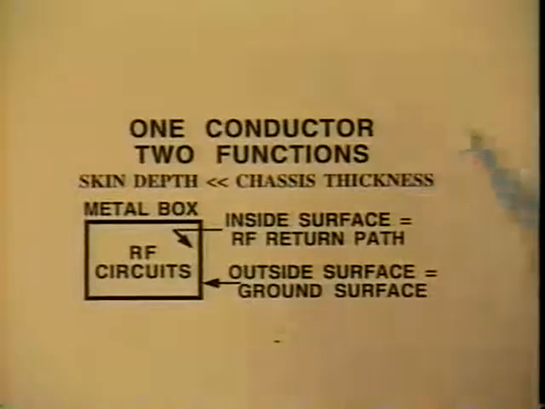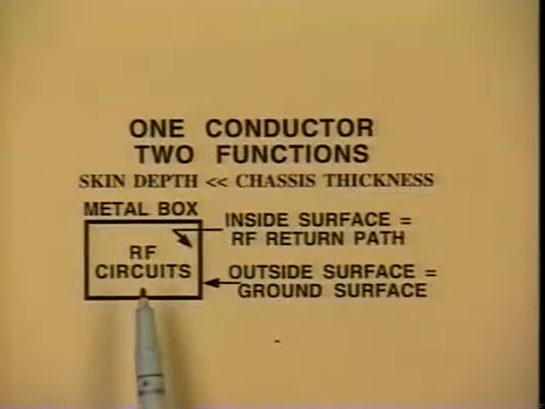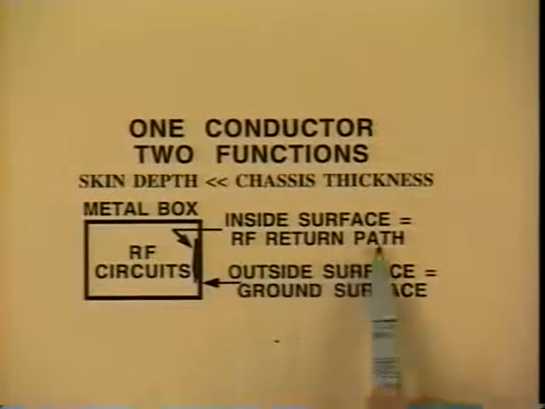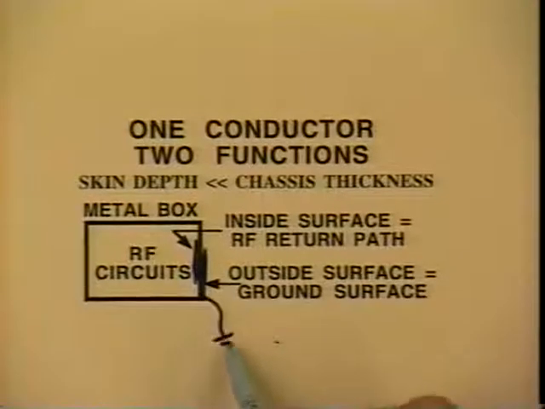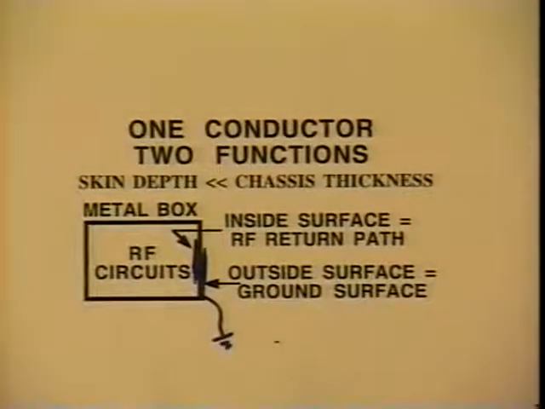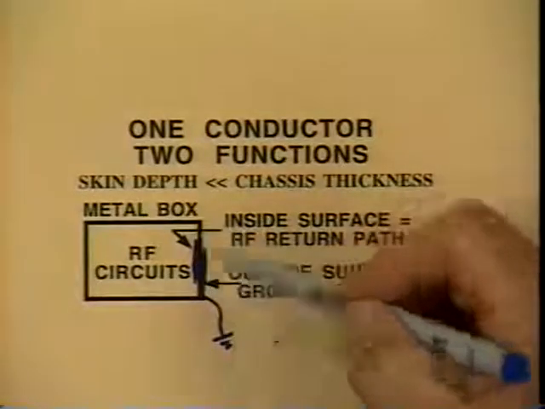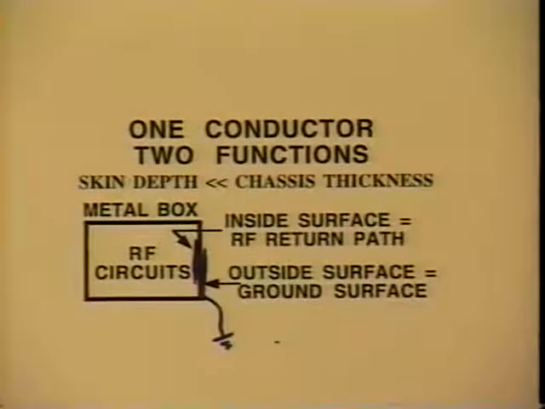One last example. Let's say we have a metal enclosure which has RF circuitry inside. We might use the inside wall of this metal box as the high-frequency return path. But very possibly, the outside wall could be tied to building steel and be part of the safety grounding system. The point I'm trying to make here is that sometimes one piece of metal can be both signal return and ground at the same time. That concludes session 5.